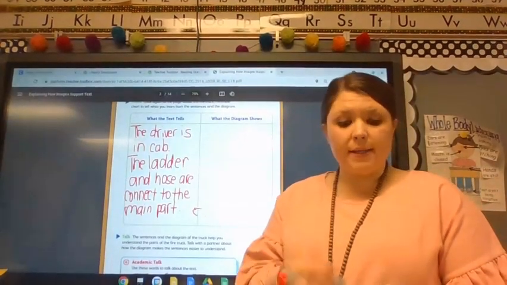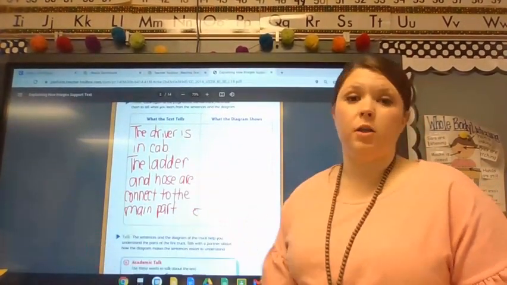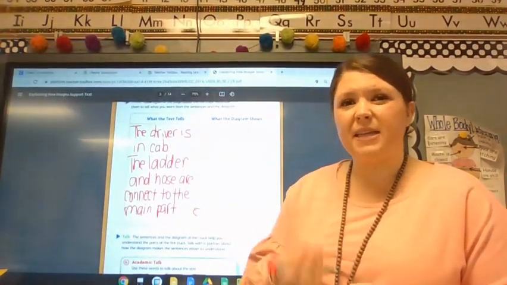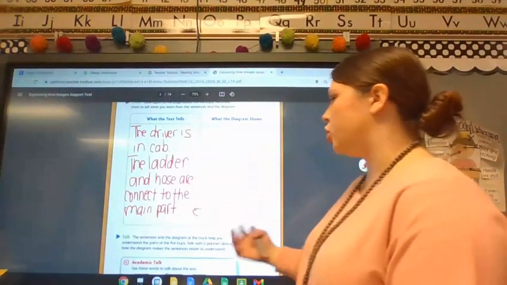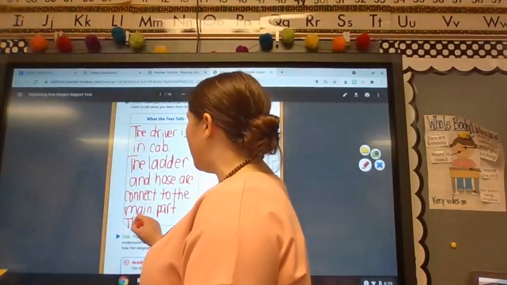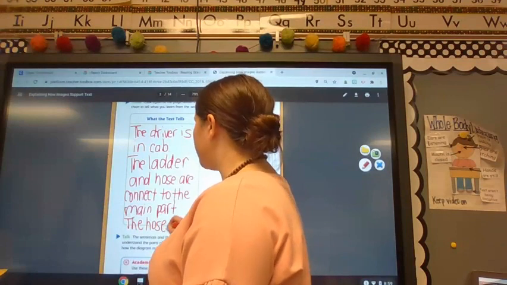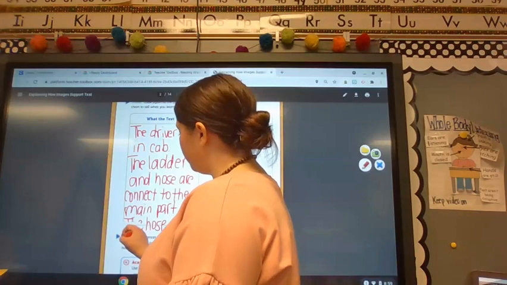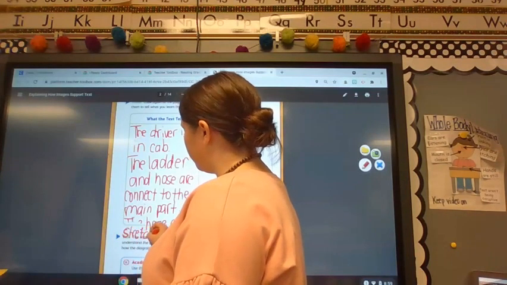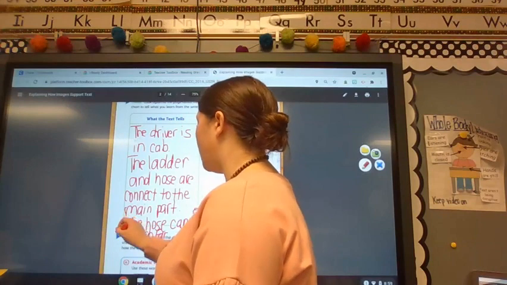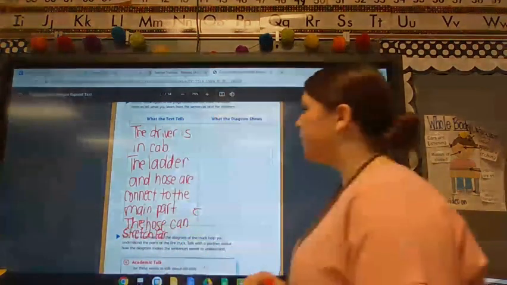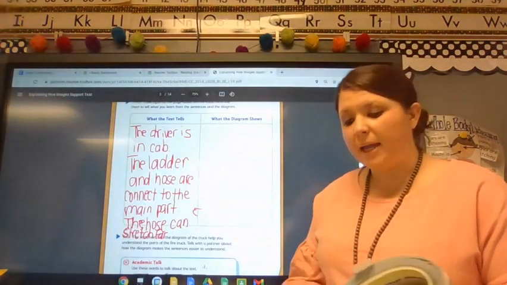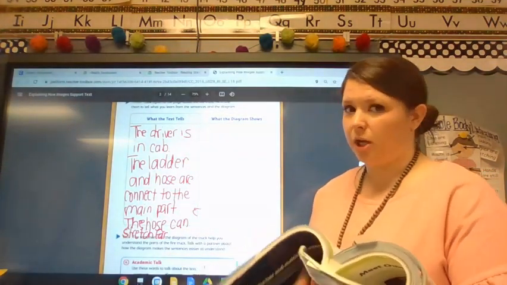The words told us that the hose was really long and could stretch. Here in our diagram, we see the hose, but it doesn't give us that information that it can stretch. So the words tell us that the hose can stretch far. All right, so here's some information that the text gave us that the diagram didn't. But now we want to know what the diagram shows.